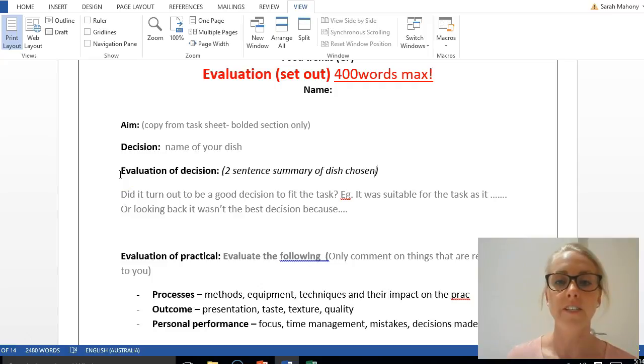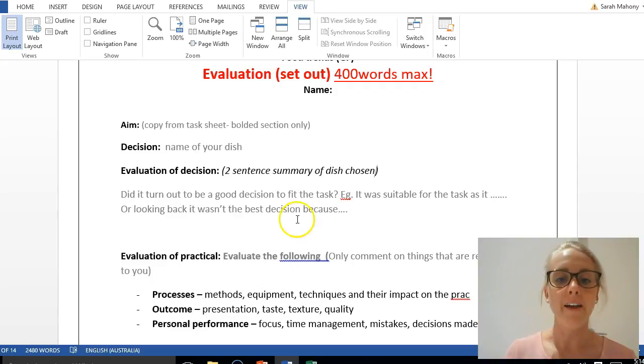Evaluation of decision. This is where you start to reflect on the choices that you made early on. It asks for a 2-sentence summary of the dish chosen. So did it turn out to be a good decision to fit the task requirements? For example, it was suitable for the task as it met the time requirements, it was gluten-free, was able to represent the trend of, and tasted and looked delicious.